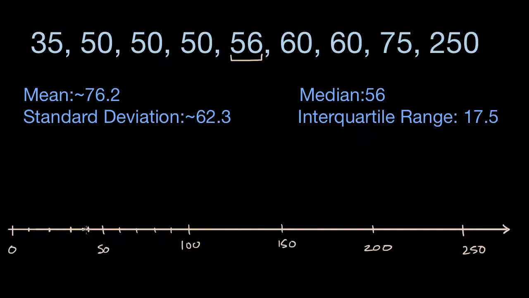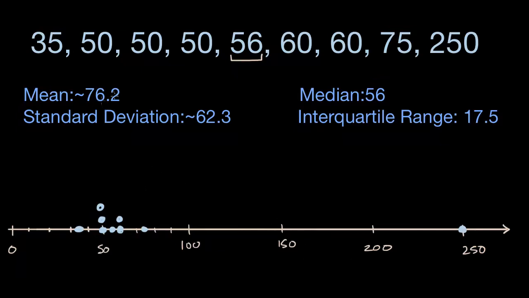So one student makes 35,000, so that is right over there. 3 make 50,000, so 1, 2, and 3. 1 makes 56,000, which would put them right over here. 2 make 60,000, so it's like that. 1 makes 75,000, so that's 60, 70, 75,000. This one's going to be right around there. And then 1 makes 250,000. So one's salary is all the way around there.